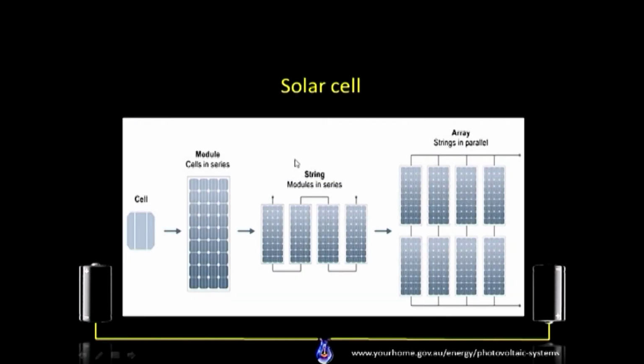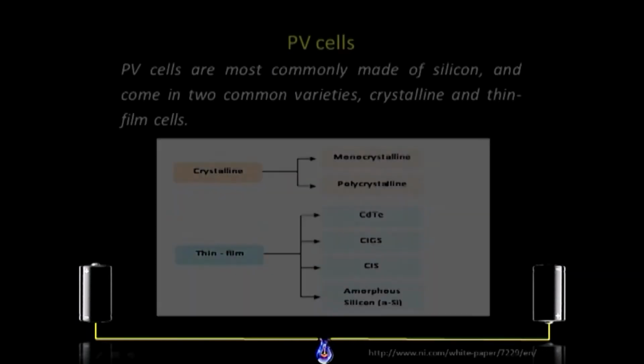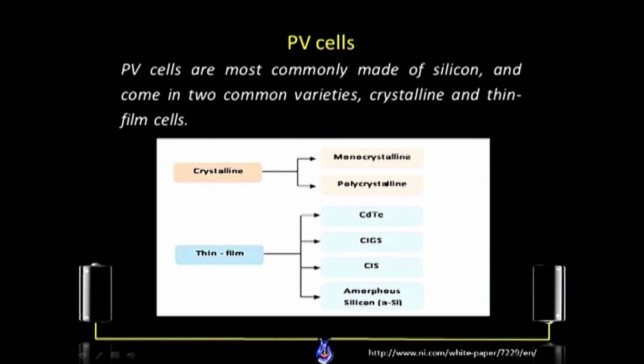As we can see in this diagram, we are using one cell. If more than one cell is connected in series, then we can say it is a module. Like in this part, we can see that more than one cell is connected in series. Then when more than one module is connected in series, as we can see in this part, it can be called a string, and when more than one string is connected in parallel, it can be called an array of a solar cell.